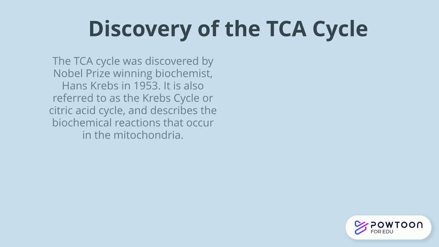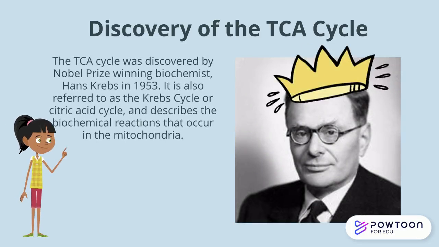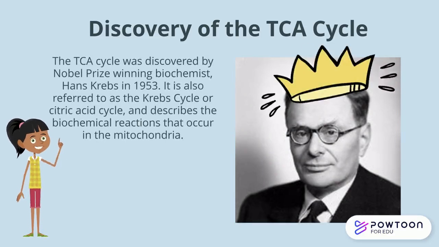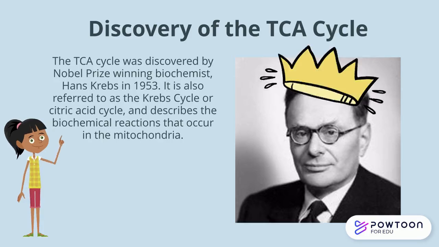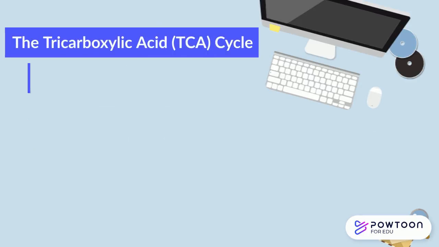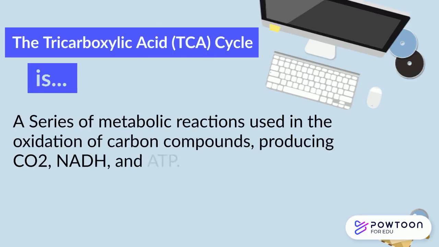The TCA cycle was discovered by Nobel Prize-winning biochemist Hans Krebs in 1953. It is also referred to as the Krebs cycle or citric acid cycle and describes the biochemical reactions that occur in the mitochondria. The TCA cycle, or the tricarboxylic acid cycle, is a series of metabolic reactions used in the oxidation of carbon compounds, producing CO2, NADH, and ATP.